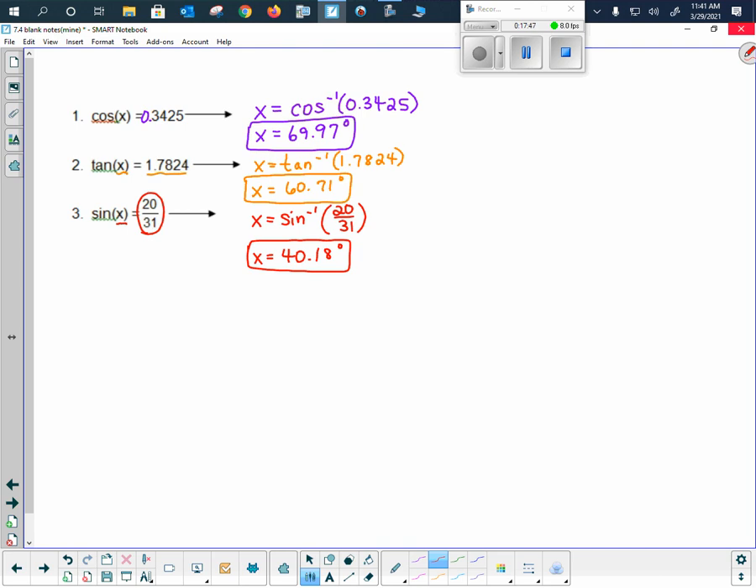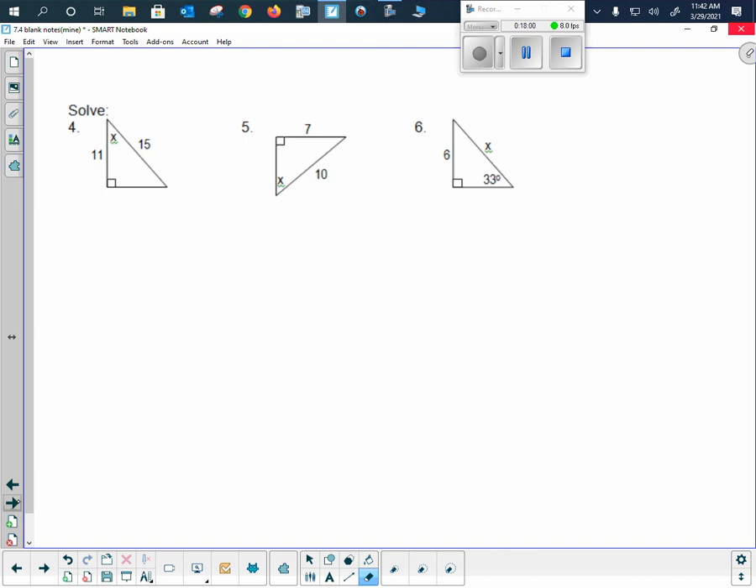So don't let it mess you up, whether it's written as a fraction or whether it's written as a decimal. If you're looking for an angle, there's your notation, guys. That's what you're required to have. All right, so here we go. Let's practice some of these problems together.